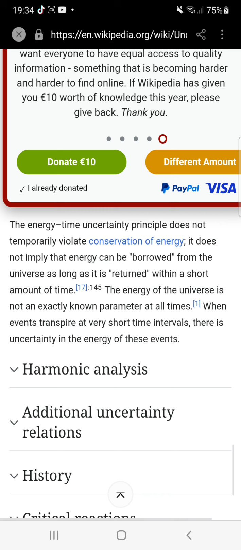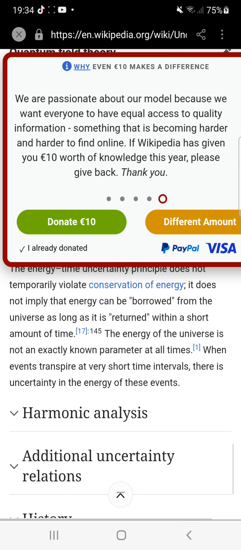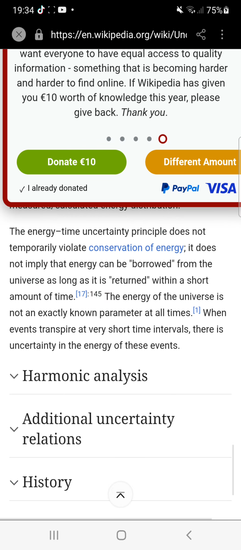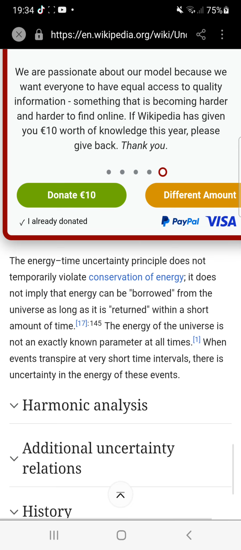The energy-time uncertainty principle does not temporarily violate the conservation of energy.